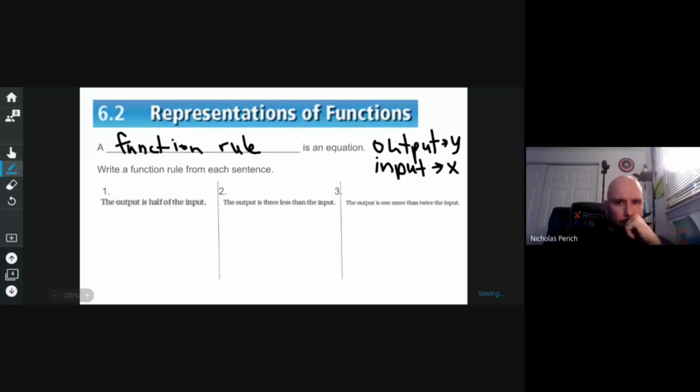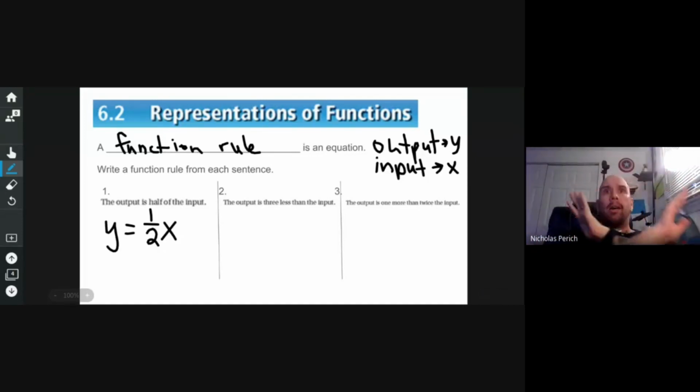Okay. So when I look at these sentences here, I have to switch a few things around. The output is, so output is Y, is equals, half is 1/2, of means times, half times the input, so half of X. That's my function rule. Done.